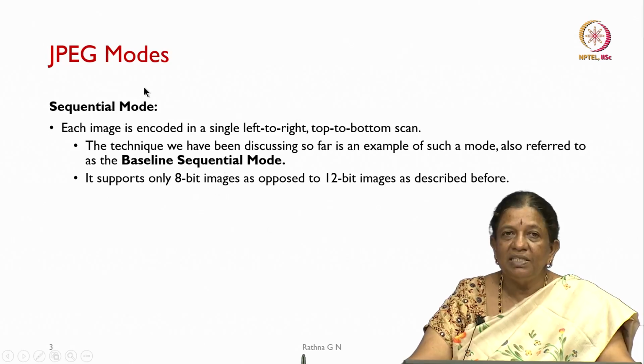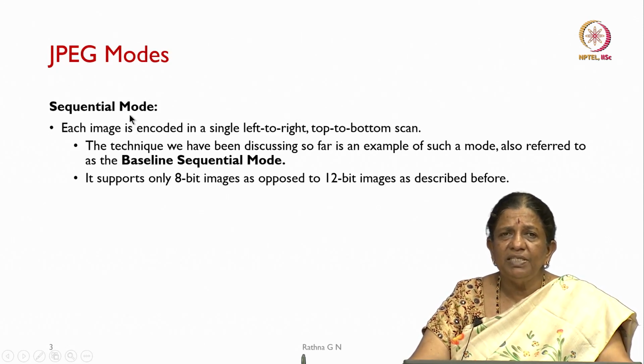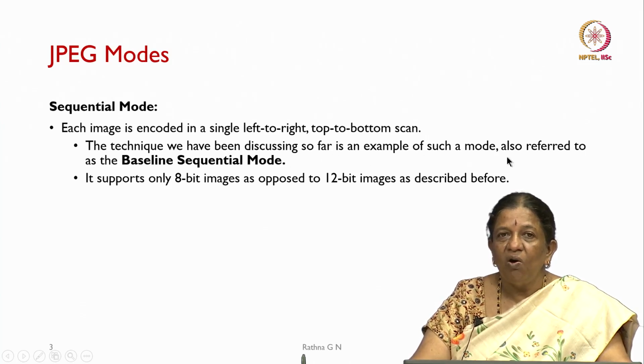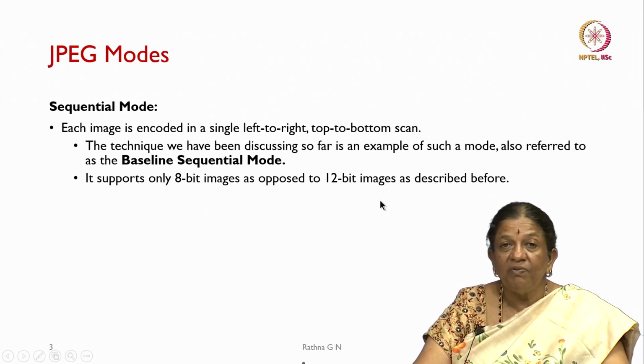Here we will see the JPEG modes. The first one is the sequential mode, where each image is encoded in a single left to right, top to bottom scan. The technique we have been discussing so far is an example of such a mode, also referred to as the baseline sequential mode, and it supports only 8-bit images as opposed to 12-bit images, as we have discussed earlier.